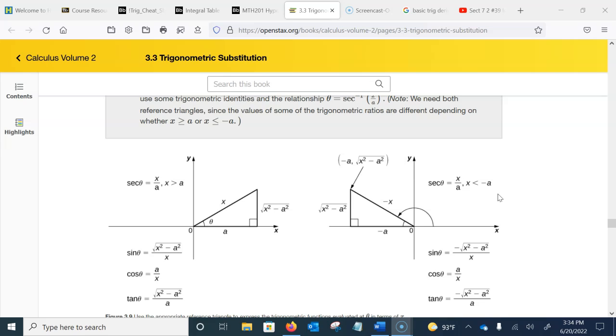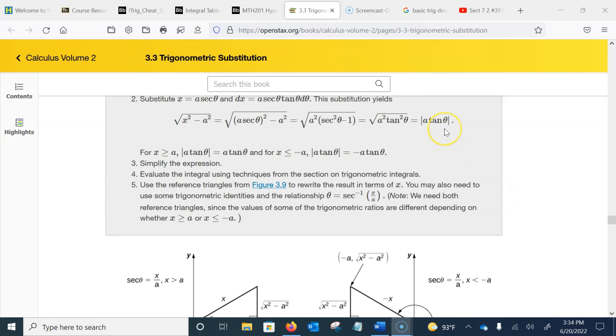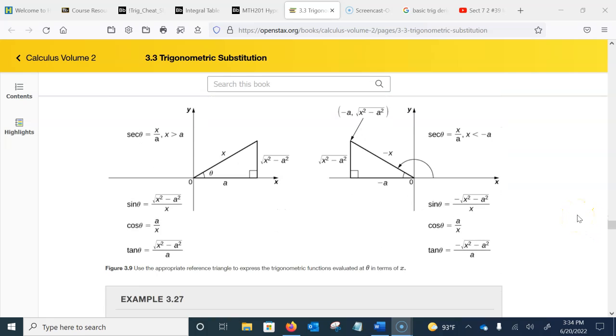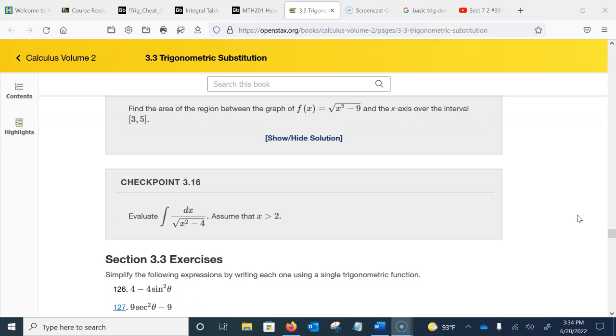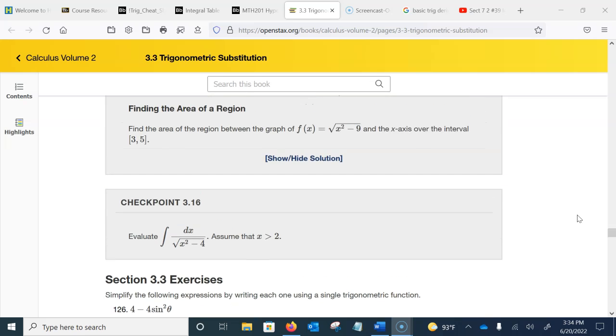And we're going to need both reference triangles since the values of some trig ratios, meaning angles here, are different depending on whether the value of x is bigger than or equal to a or less than or equal to negative a. And that's why we have this absolute value here. All right, let's just go ahead and jump into an example here.